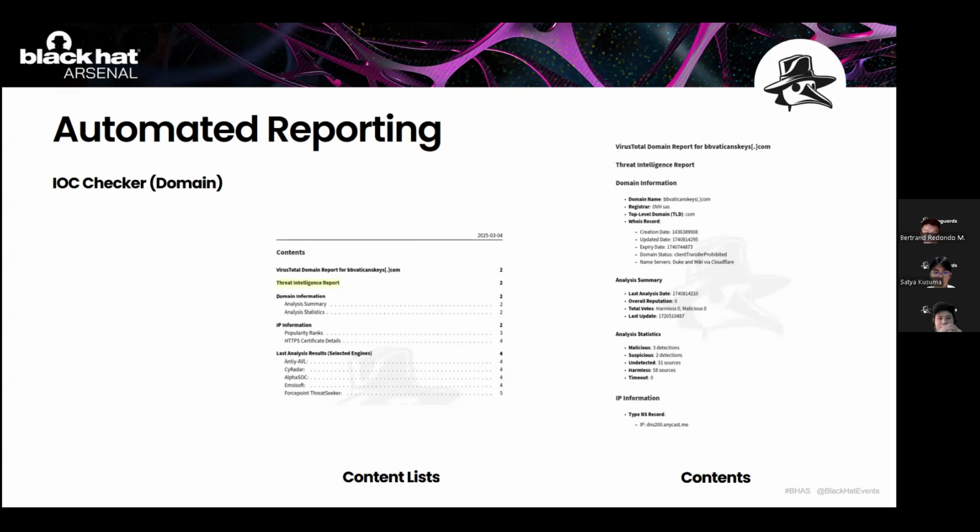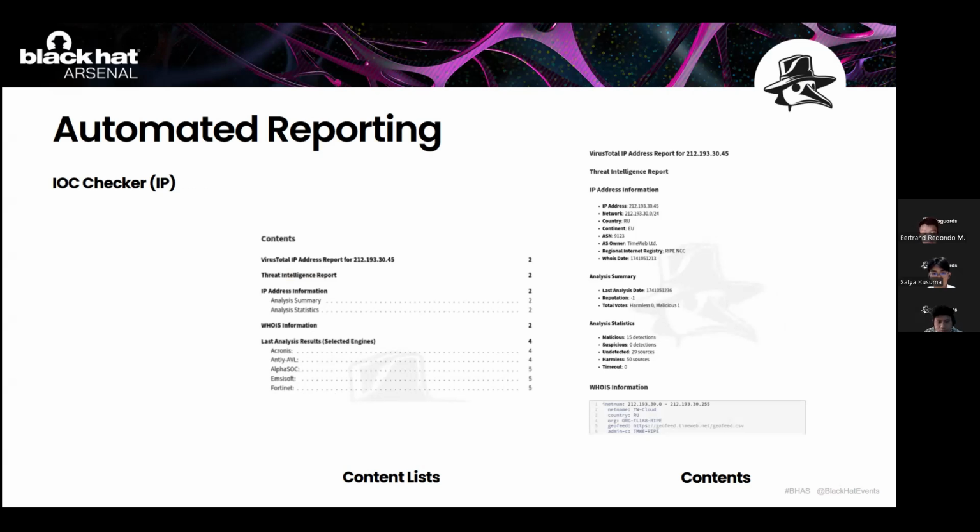The third one is for the domain parameter input, which consists of the threat intelligence report, domain information, IP information, and last analysis results for the content list inside this report. The content itself consists of the detailed information about the domain and the analysis results, and also for the IP. The domain information includes the domain name, registrar, TLD, WHOIS record, and the analysis summary from Virus Total for the domain. And there is also detailed information related to the analysis statistics, and last analysis results inside this report. Next.